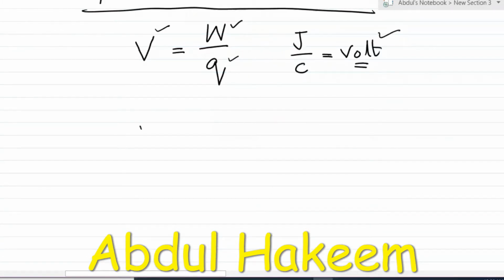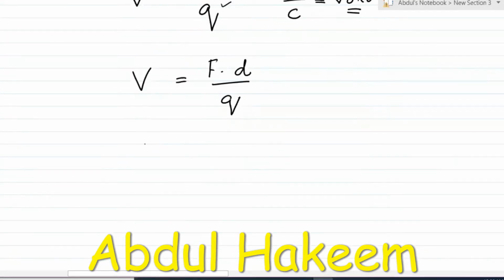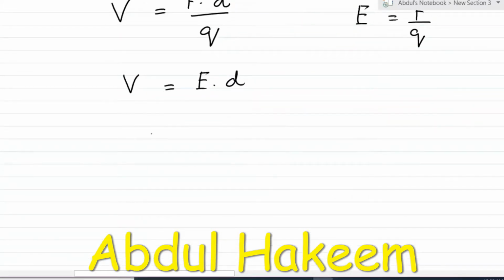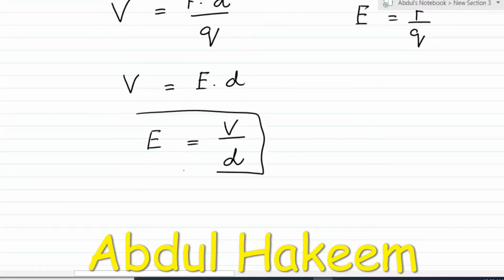Now, electric potential is equal to work, which is F into D, divided by Q. So V is equal to E times D because electric field strength is F divided by Q. Now from this, we can write electric field strength as V divided by D. We have done this in A1 and AS. E is equal to V by D.